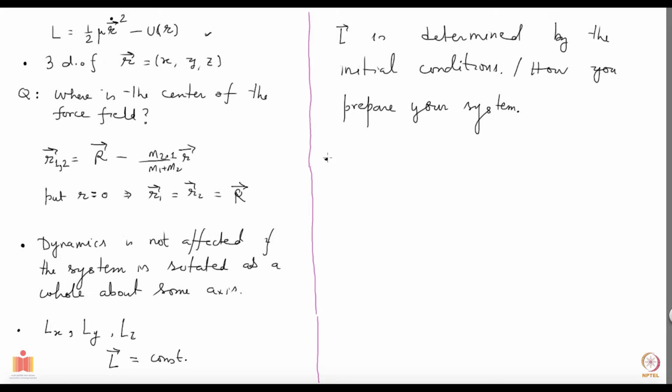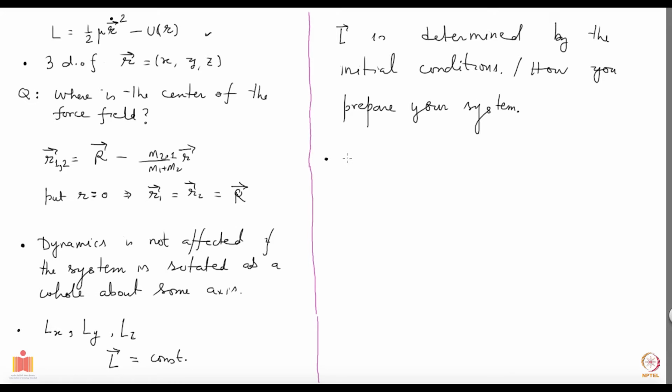Now I could fire particle number 2 at some angle, rather than making it directly go towards m1. I can fire it at some angle and give it some velocity. And that way I can change the direction and the magnitude of the angular momentum which the system is going to have. So your L is controlled by the initial conditions.